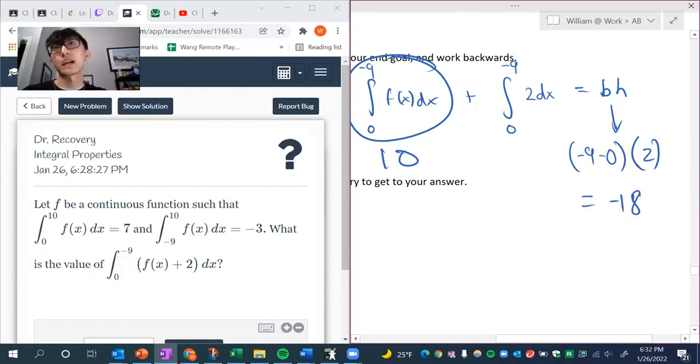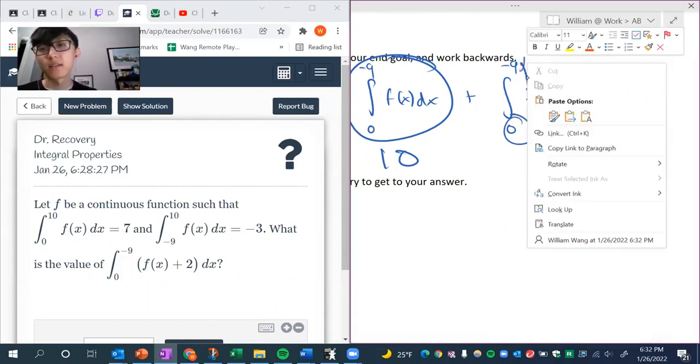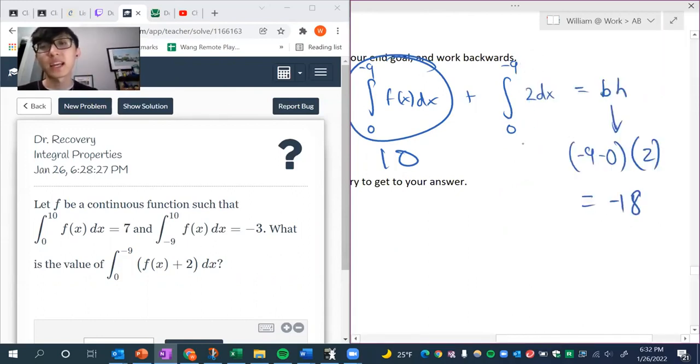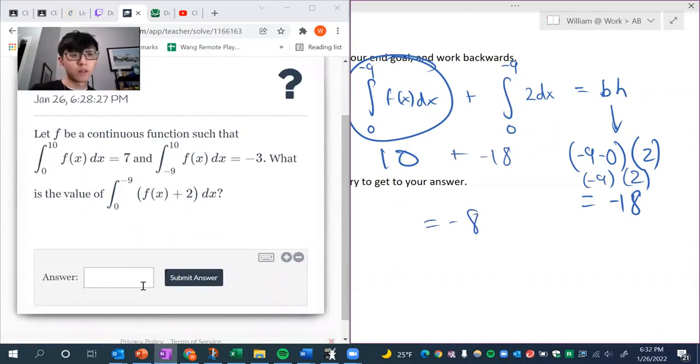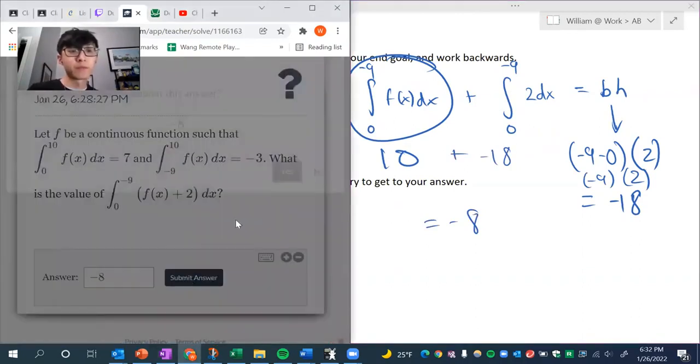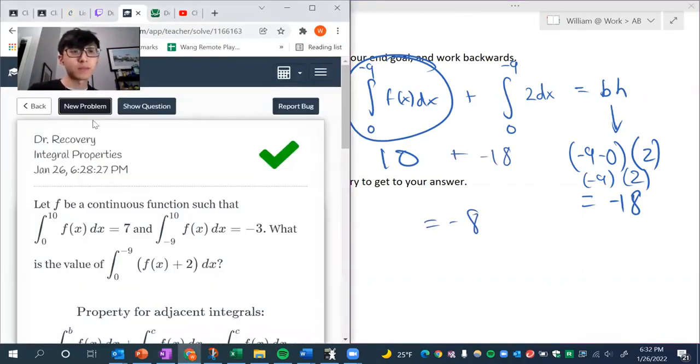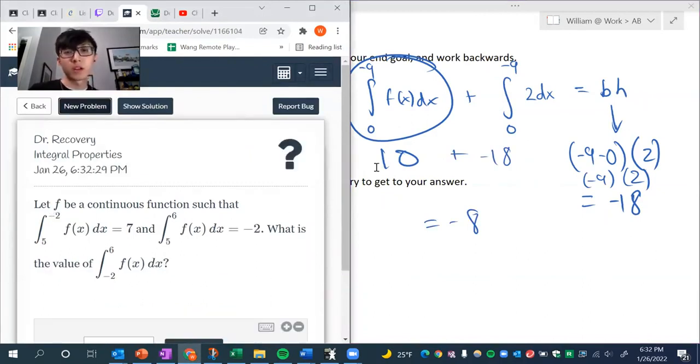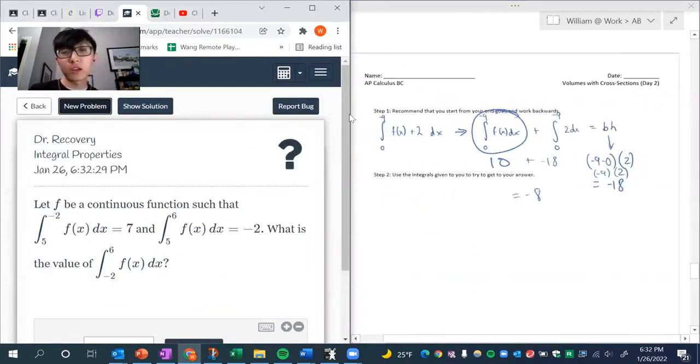Right, so still the base height concept, except my base is negative 9 because I go from 0 to negative 9. Right? And when I go from 0 to negative 9, my base is going to be then negative 9. My height is still 2. So it's going to be 10 plus negative 18. So that should be equal to negative 8. Excellent. Cool. Let's keep it moving.